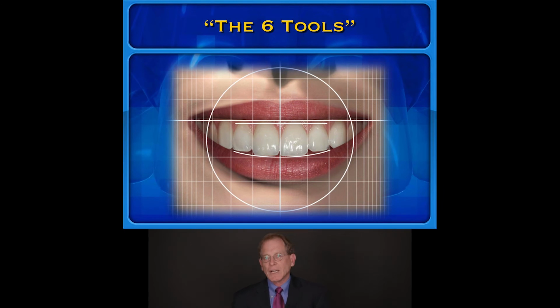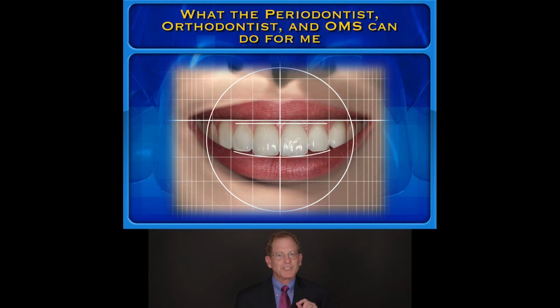It turns out that once you make a global diagnosis on a patient, you only have 6 tools in your bag of tricks to fix any tooth, gingiva, face problem. And so that's what we're going to talk about today. The subtitle to this presentation is what the periodontist, the orthodontist, and the oral and maxillofacial surgeon can do for me as a restorative dentist.